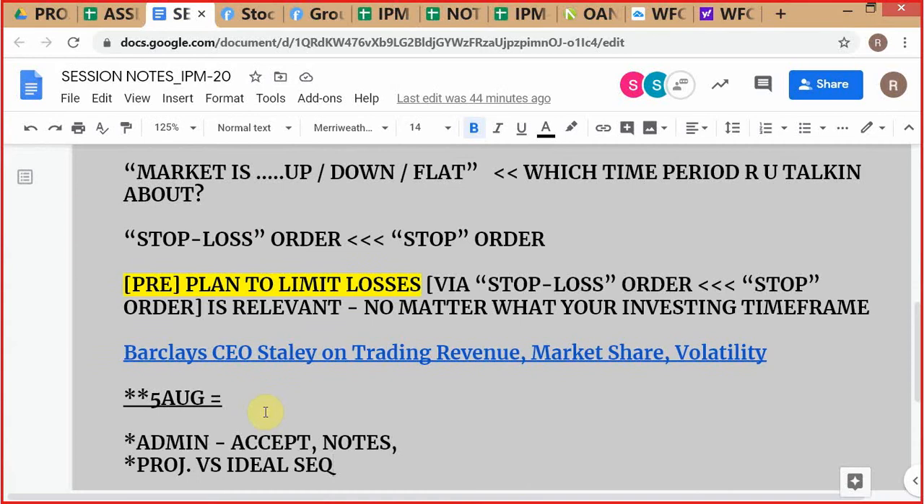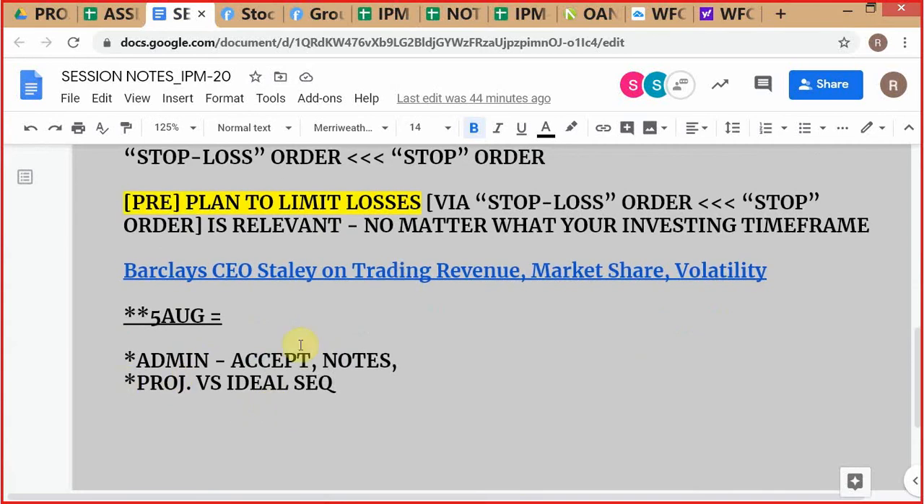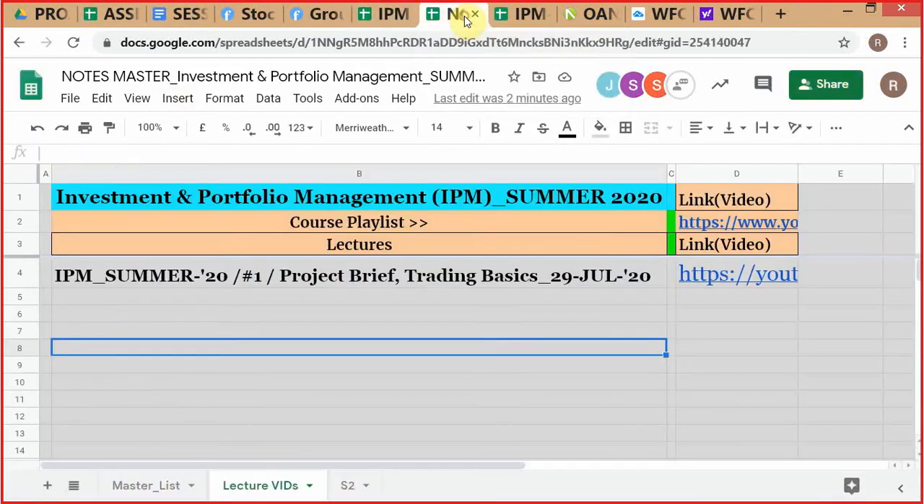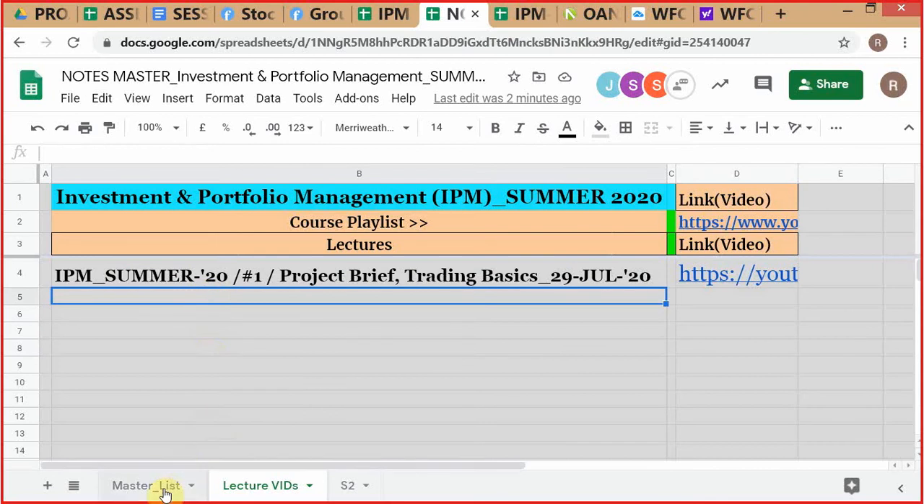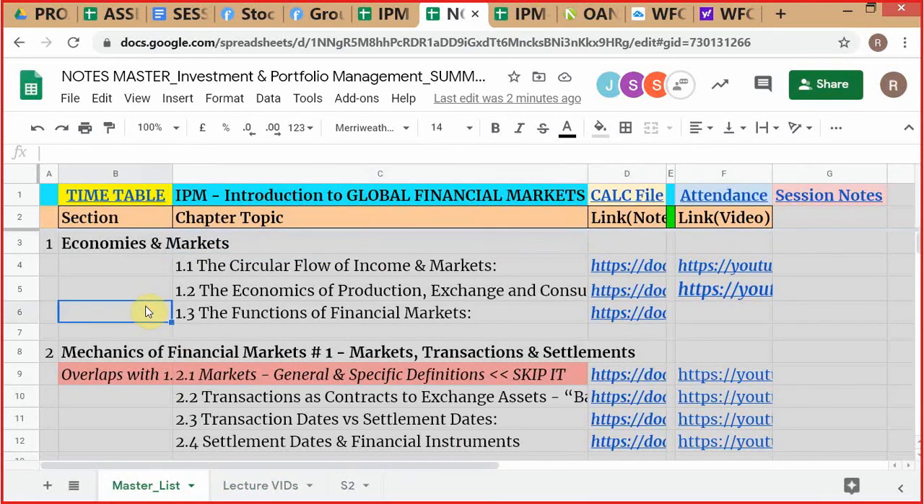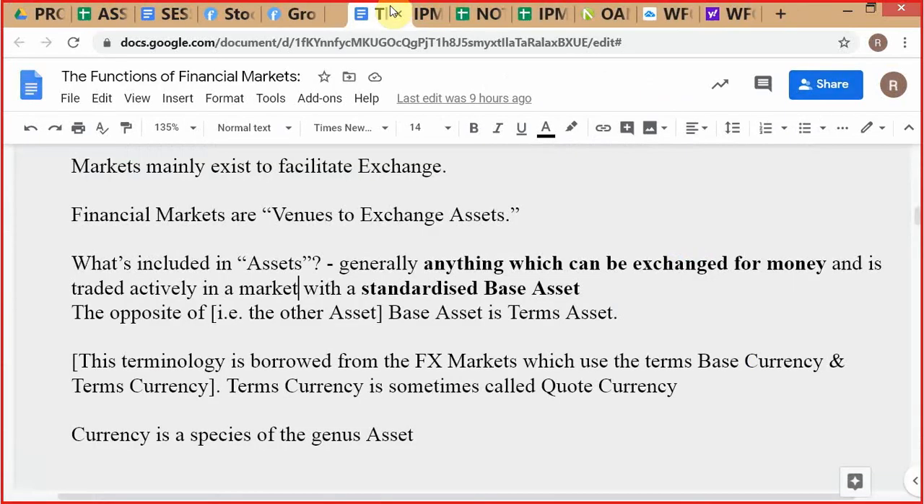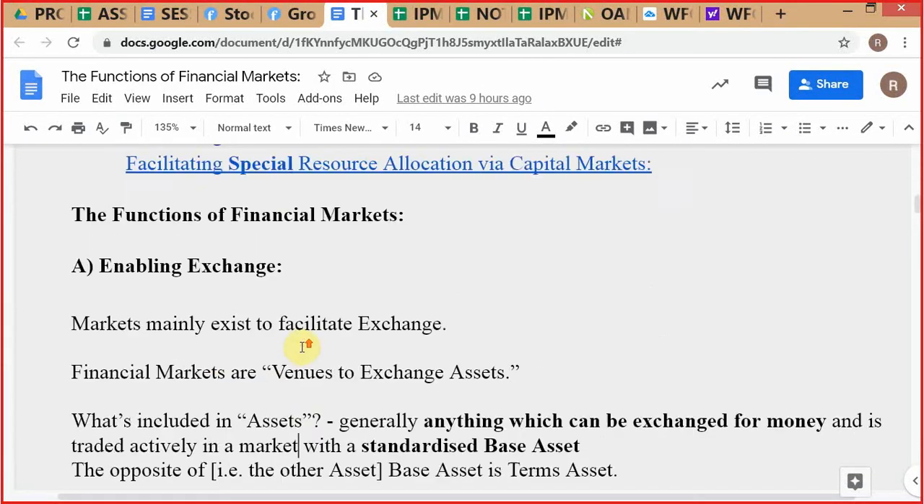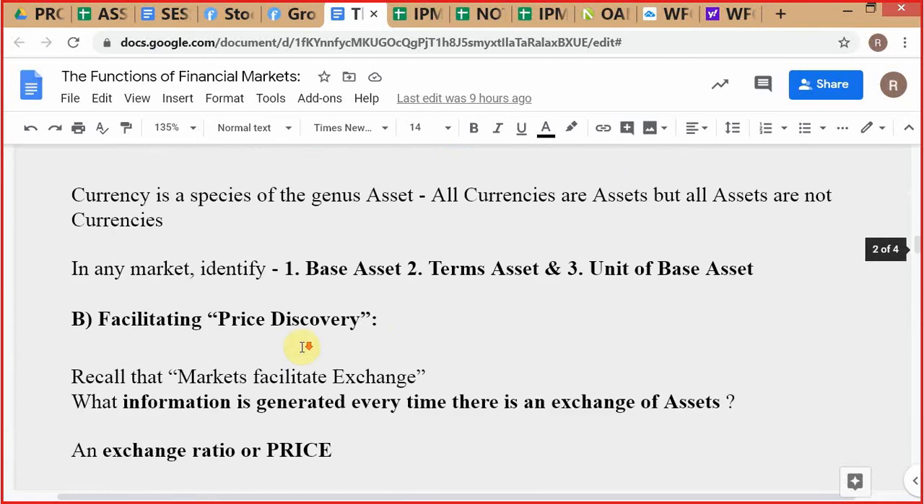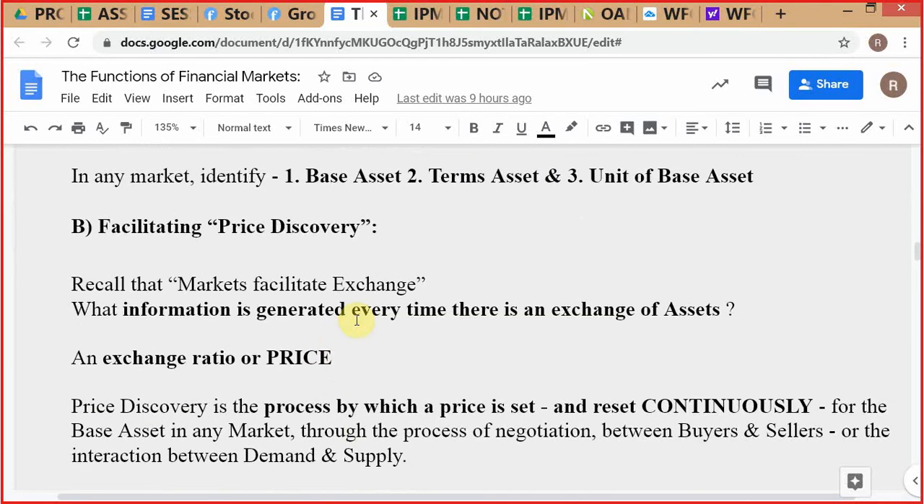All right, so the second point on the agenda is this: project versus ideal sequence. What is the point I'm trying to make here? One of the things you'll notice as we go through this course, and it is your duty to inform me whenever you have any kind of problem accessing the notes, or if you read some note and you don't understand what we are saying there, like the one where I've not yet prepared the video, functions of financial markets. If you're reading something and you don't understand this price discovery, it's your responsibility to ask me the question.